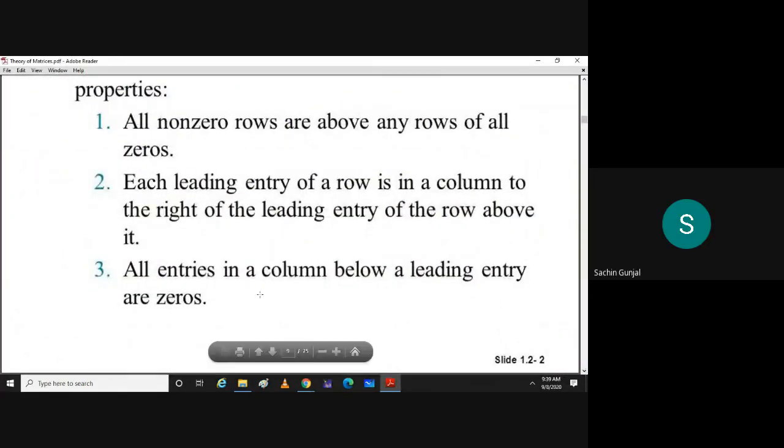So the point to note is this second: each leading entry of a row is in a column to the right of the leading entry of the row above it. Okay, this is the point to note. And whenever you get a zero row, you transfer it to the bottom of that matrix.